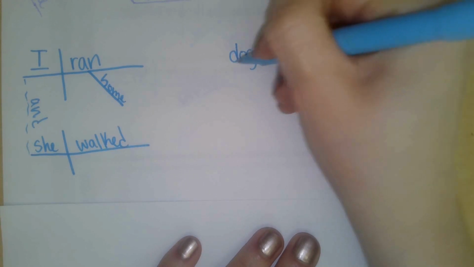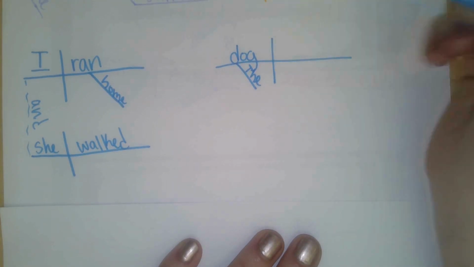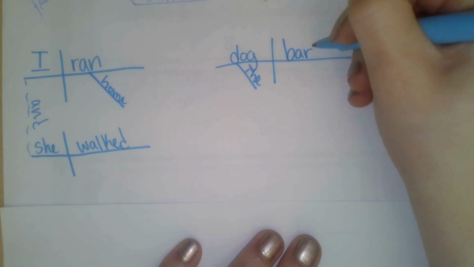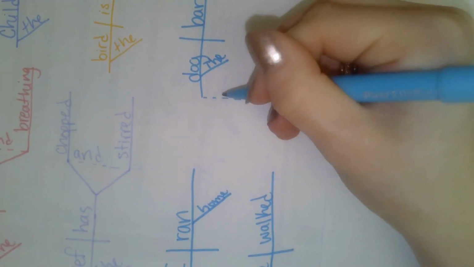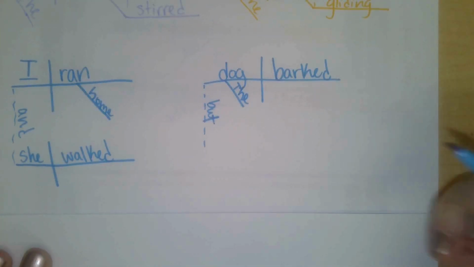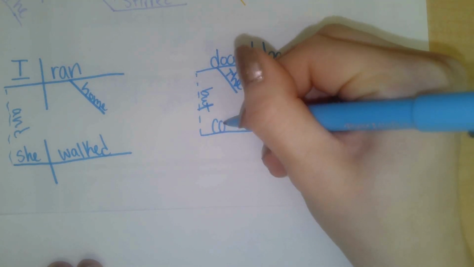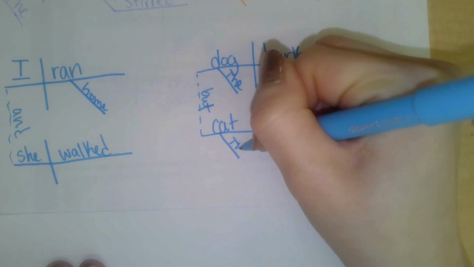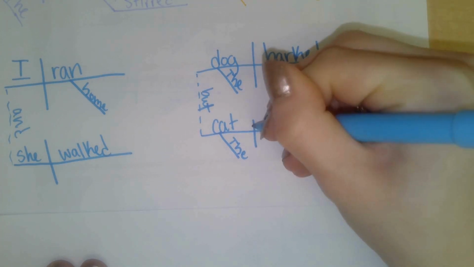Now our second example, the dog barked, but the cat slept. Our first subject is dog. It's the dog. When we separate it from its verb, the dog barked. Then we have our conjunction to combine the two sentences together. But. Then we have our second horizontal line for the second part of the sentence. The cat slept. The second verb.